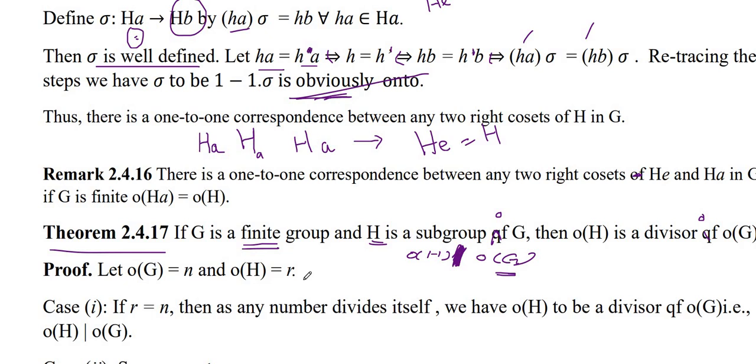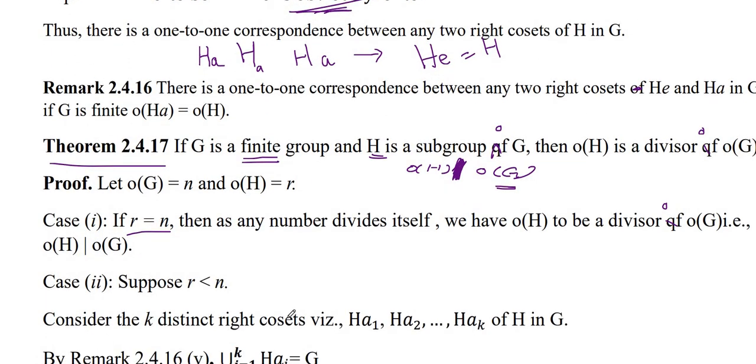Now we also know that every group is a subgroup of itself. So in that case, R will be equal to n. As any number divides itself, we have the order of H to be a divisor of the order of G.